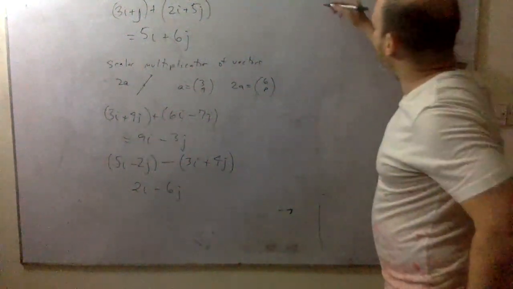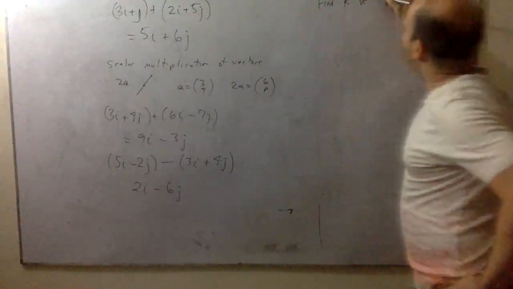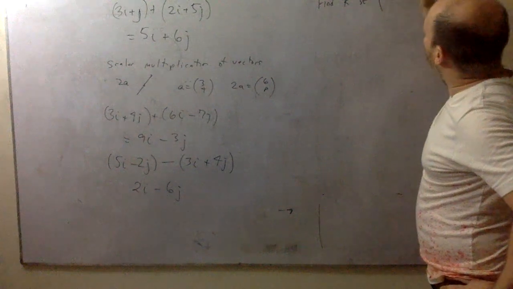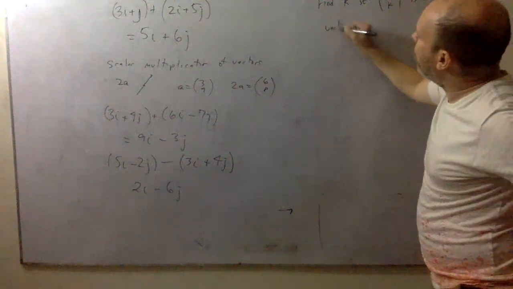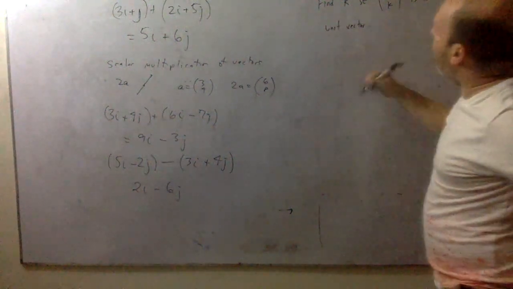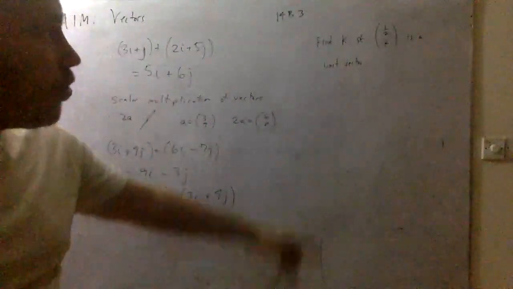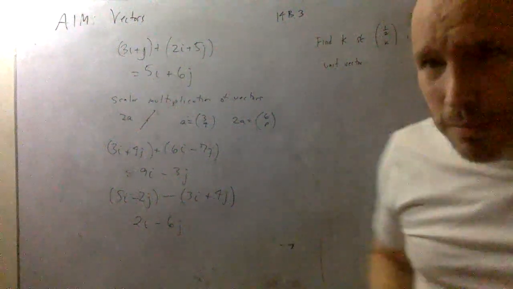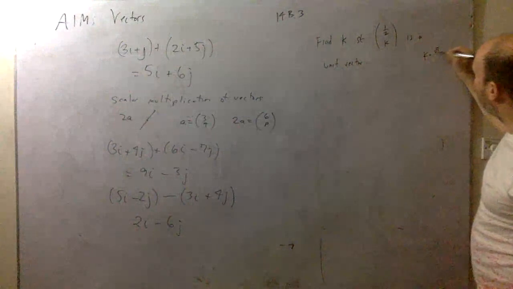Let's see. Find k such that 1/2, k is a unit vector. Well, some of you should immediately look at that and be like, wait, I know the answer to that. Find k if 1/2, k is a unit vector? Some of you should look at that and be like, I know that. I know the answer. Anyone know the answer? Yes? Correct. k is radical 3 over 2.